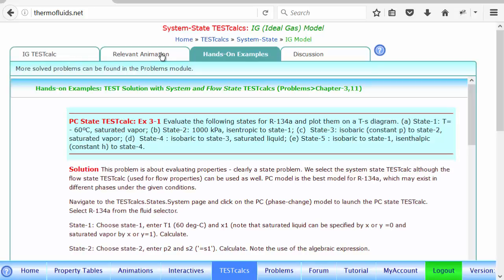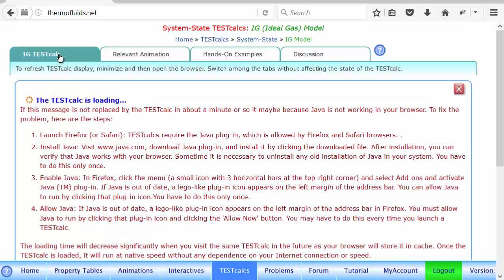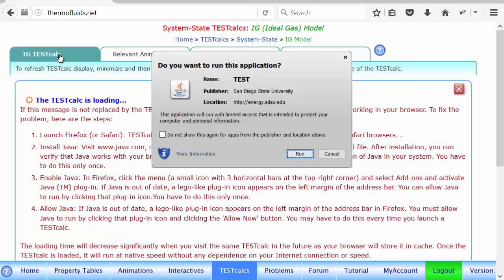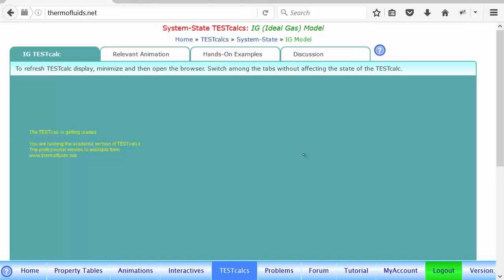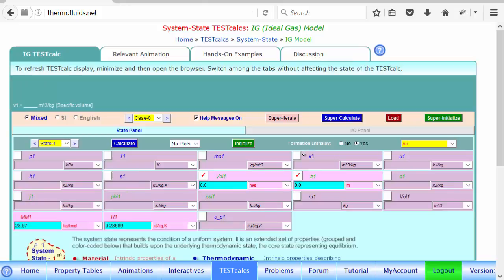Now there are different tabs here to get it started. We click on IG TEST calc, and in case this doesn't show up, look at the Lego button over there. You have to allow Java. If Java is allowed, then you just say run. Okay, so let's get started. We first select the gas, which is CO2.